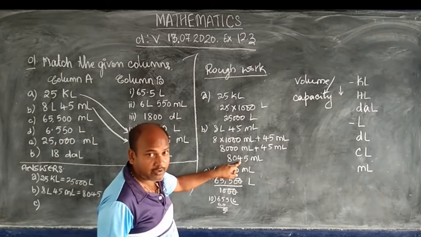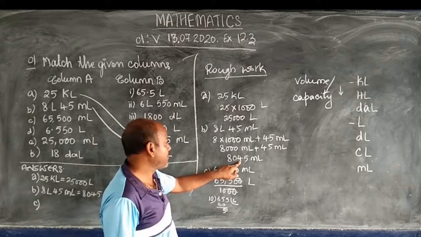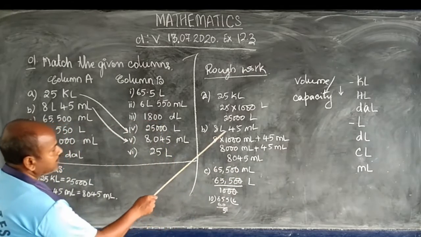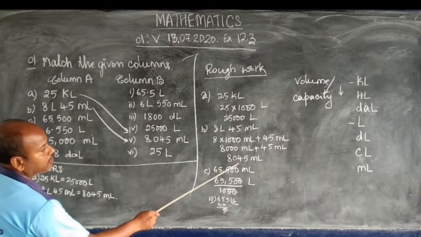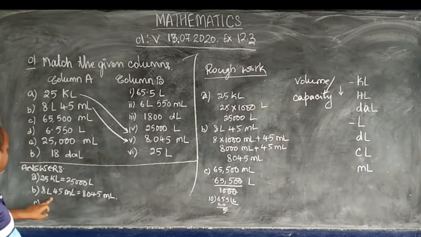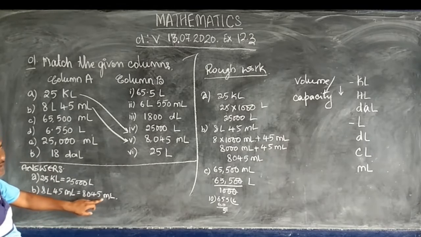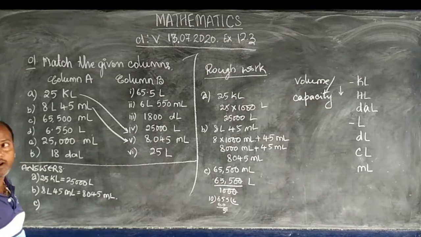You are in class 5, and I am not showing this addition. You are expected to know this at least. So 8 liter 45 milliliter is equal to 8045 milliliter. So match it here and copy the same here. 8 liter 45 milliliter is equal to 8045 milliliter. So this is the work for number B.